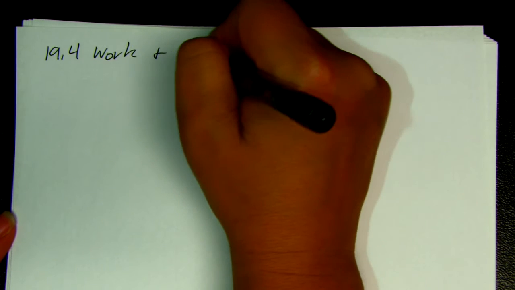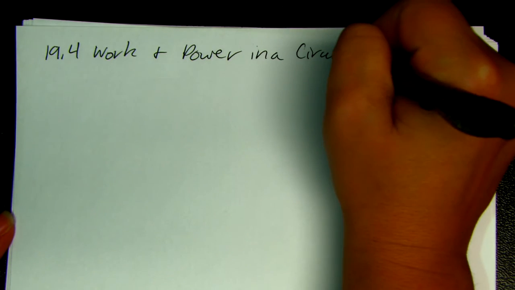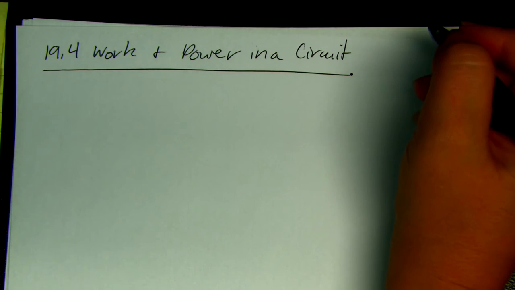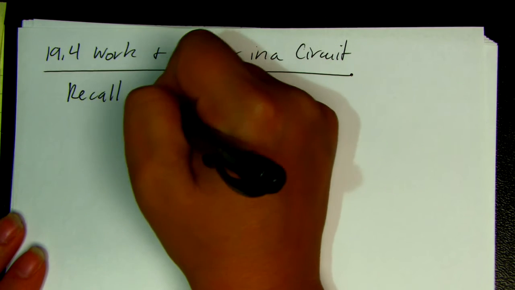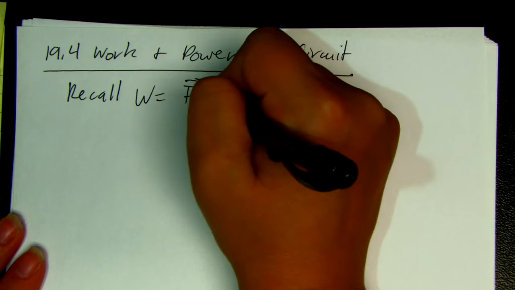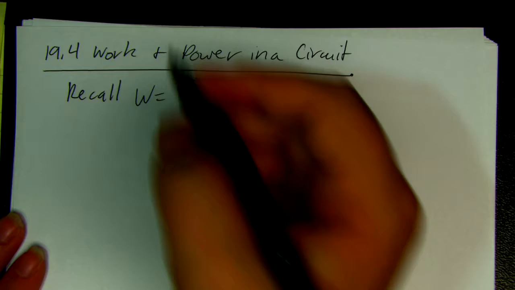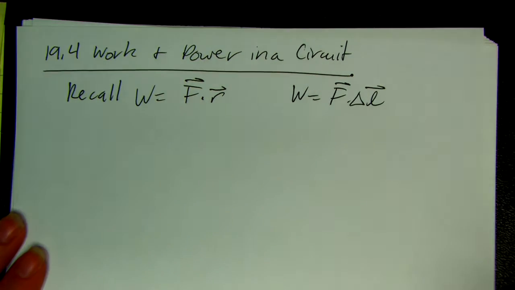All right, so moving along, looking at work and power in a circuit. So remember, everything that we've been working with in circuitry has come from the conservation of energy, which means we can bring in concepts like work and power. So if we recall, work is equal to F dot R, so force applied over a distance, or F dot dl. You might have also seen that.